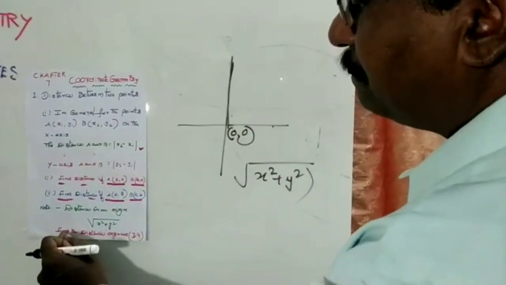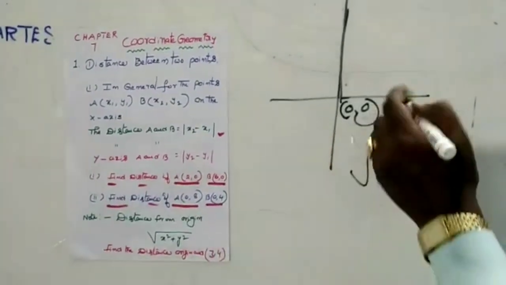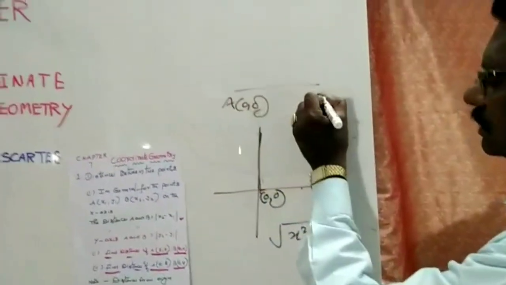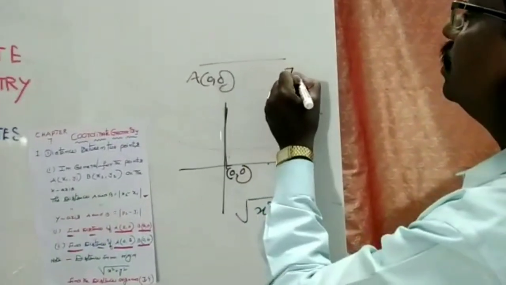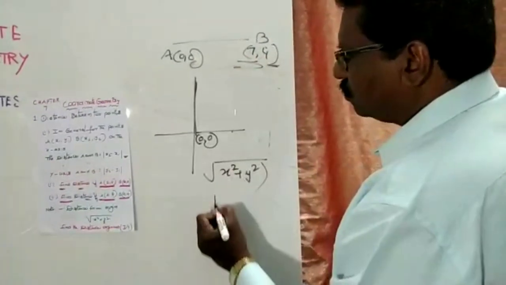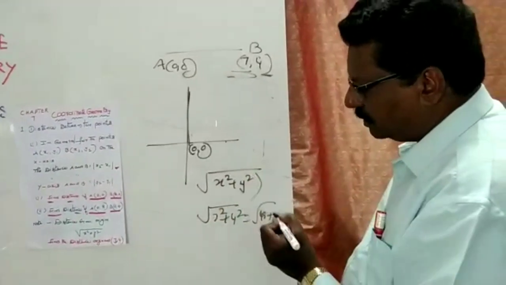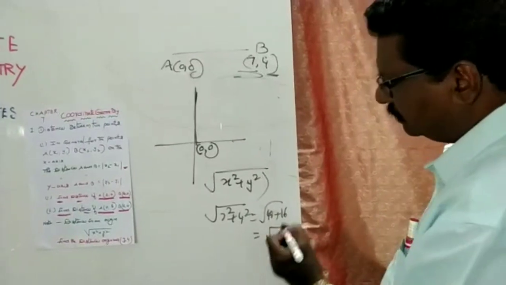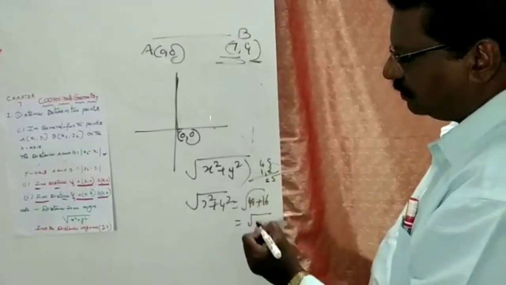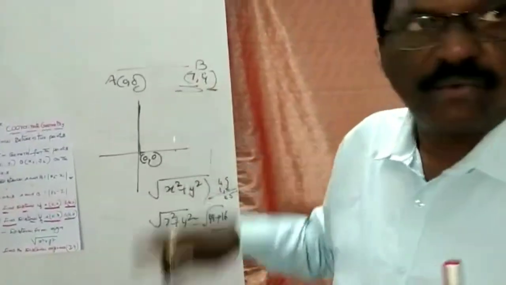For example, find the distance from the origin to the point. Origin is A (0, 0). The point is (7, 4). So the distance is found with the formula square root of x1 square plus y1 square. Square root of 7 square plus 4 square. 7 square means 49 plus 4 square means 16. So that is equal to how much? 49 plus 16 is 65, root 65. So this is the distance from the origin to (7, 4).